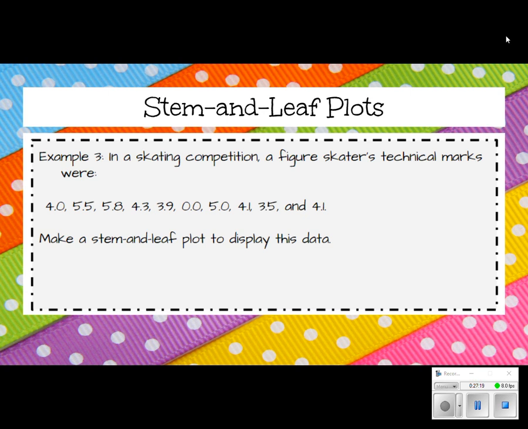All right, so in a skating competition, a figure skater's technical marks were, and there's a whole bunch of them, make a stem and leaf plot to display this data. Now this one's a little bit different because we don't have 10s and 1s, we have 1s and 10s. So what we're going to do is we're going to do the 1s place as the stem, and then the decimal point as the leaf.